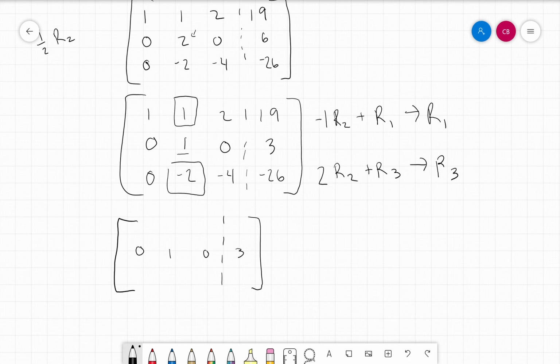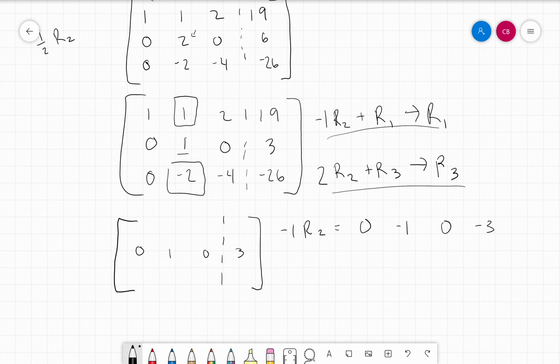Anyways, we are going to perform the operations and add them to row 1 to get row 1, and then add to row 3 and get row 3. So we're going to do negative 1 times row 2. Negative 1 times 0 is 0. Negative 1 times 1 is negative 1. Negative 1 times 0 is 0. And negative 1 times 3 is negative 3.